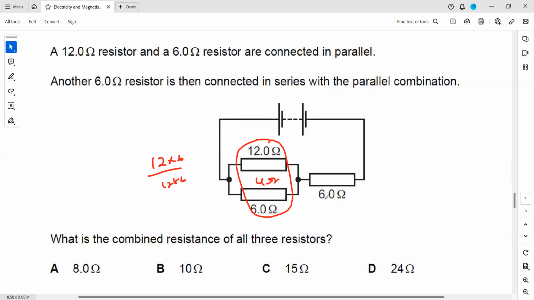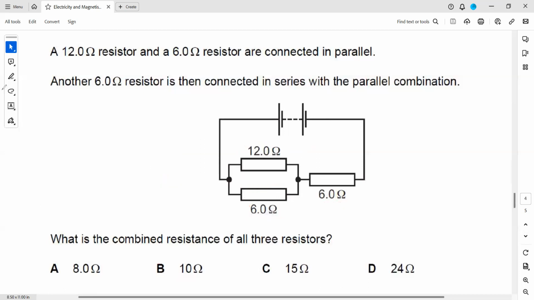And this 4 ohm is next to the 6 ohm, which are in series, because the combination of these two is 4 ohm. In series, we simply add. So 4 plus 6 makes 10. So B will be the right answer.